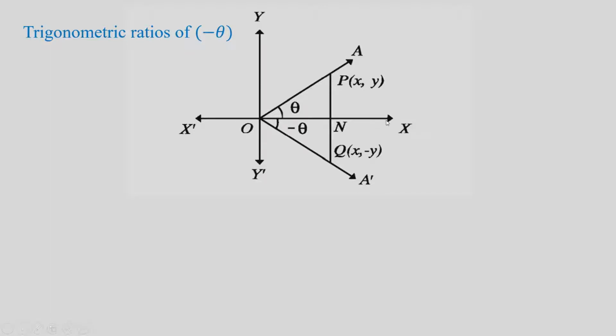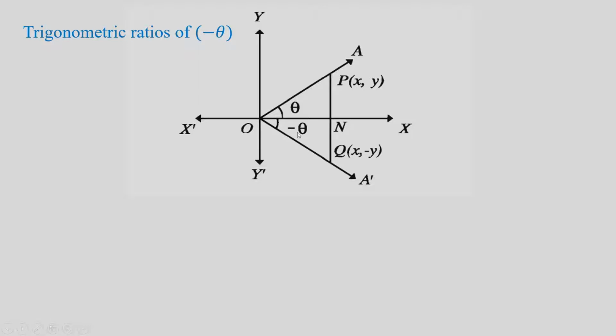on OX. Okay. Now comparing these two triangles, here OP is equal to OQ and this angle is equal to this angle. Therefore, we can say that these two triangles are congruent. Therefore, this length ON is equal to x and this length QN is equal to y. And QN is in the negative direction, that's why minus y.